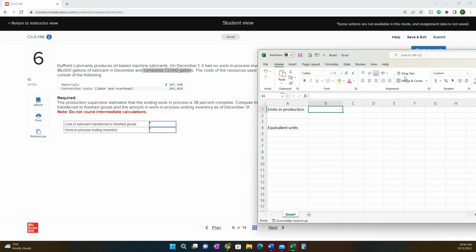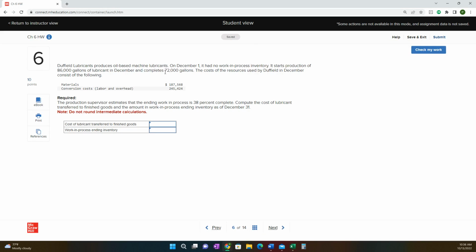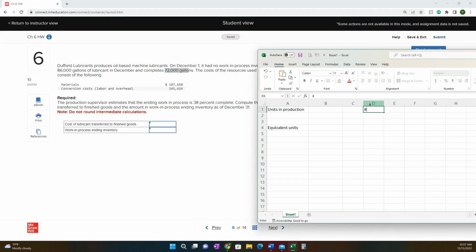So what that means is that out of the 86,000 empty gallons of lubricant at the beginning of the month, they filled up 72,000 gallons completely. And so those 72,000 gallons get reclassified as finished goods. So if we do 86,000 gallons minus the 72,000 gallons that were completed, that means that we have 14,000 gallons that are partially complete.